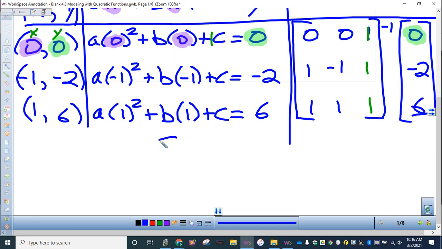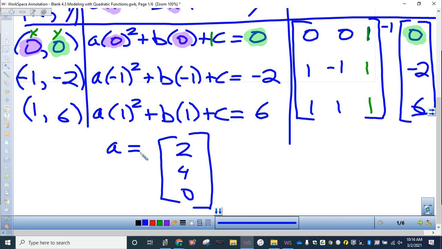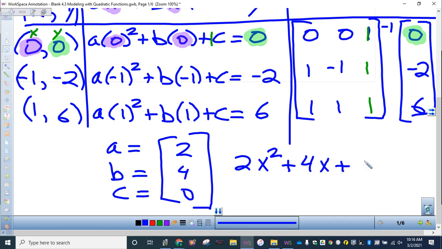You can take your line racing down. So it looks like this, right? Our answer, 2, 4, and 0. So the A from standard form is 2. The B from standard form is 4. The C from standard form is 0. So you must write the equation now. So we have to write 2x squared plus 4x. You don't have to technically write the plus 0, but I won't take points off.